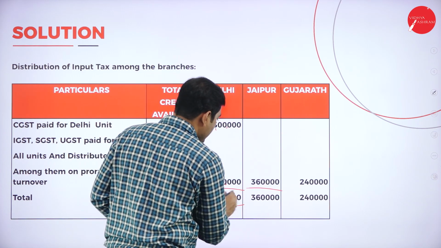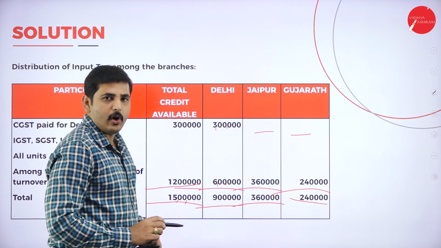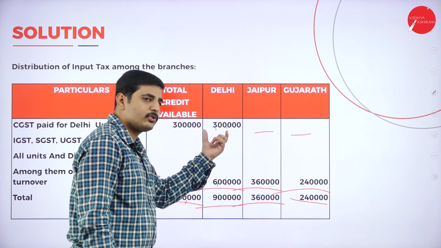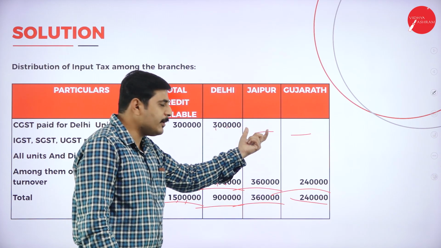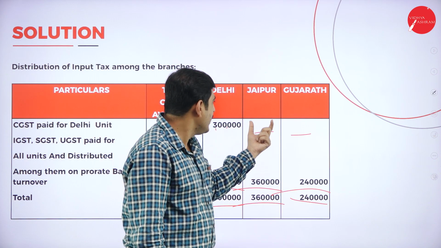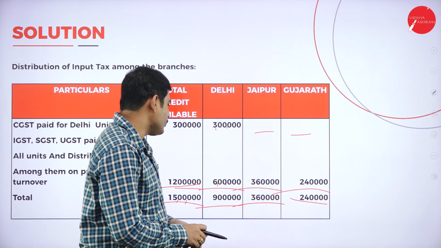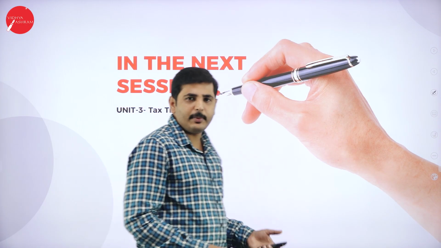Again for Jaipur it is 3 lakh 60, and for Gujarat it is 2 lakh 40. So Delhi has the extra amount, so add it only for Delhi. If there is any other information available in the question regarding the Jaipur or Gujarat unit, we can use it for those units also. This is how we have to prepare the problem.